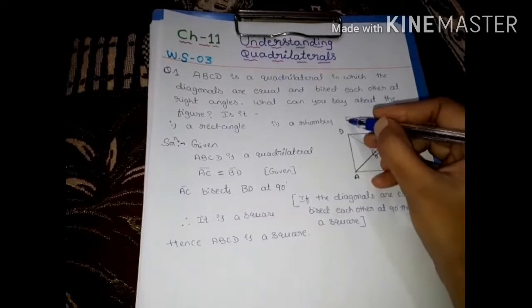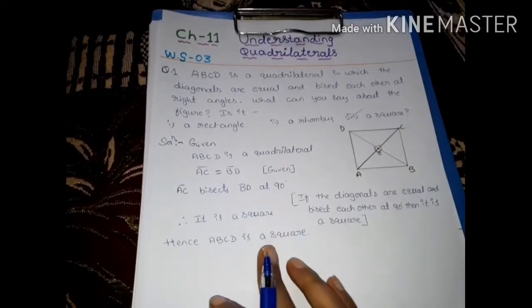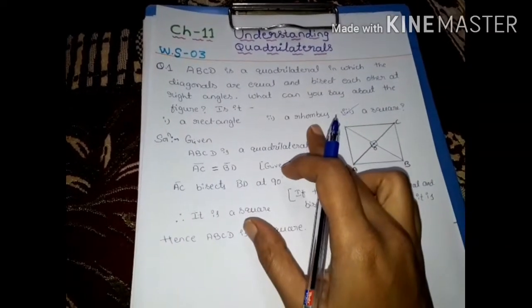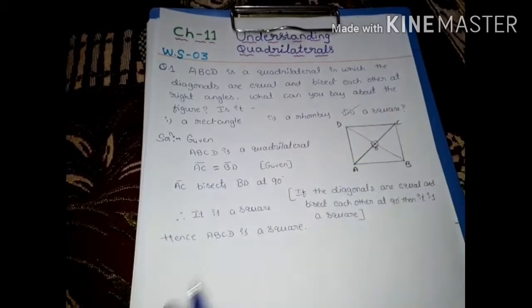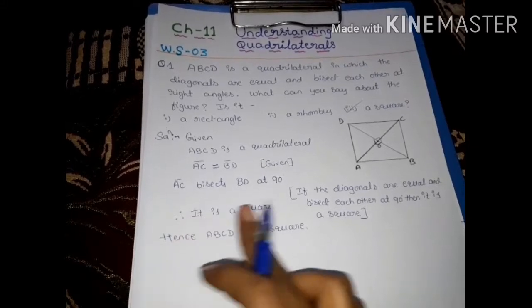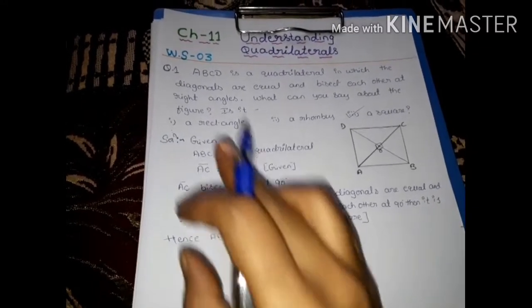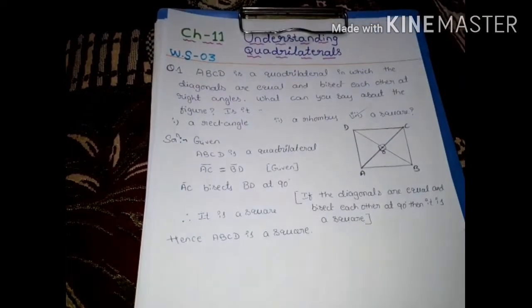So the given figure ABCD is what type of quadrilateral? It is a square. It is not a rectangle, not a rhombus. It is a square. So the last conclusion you have to write: therefore it is a square. Hence ABCD is a square. This completes worksheet 3, first question.